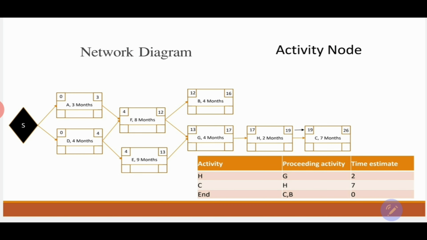The last activity in my schedule is the activity C, and it has only one predecessor, which is activity H. Therefore, the early start of activity C should be the early finish of the predecessor. The predecessor is 19, and the duration is 7. It's 19 plus 7, and that's going to be 26 months. Again, back to the same equation. Early start plus the duration will give me the early finish of the activity.